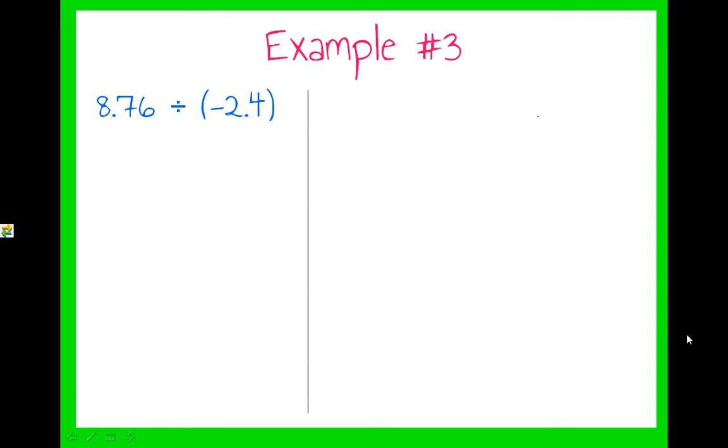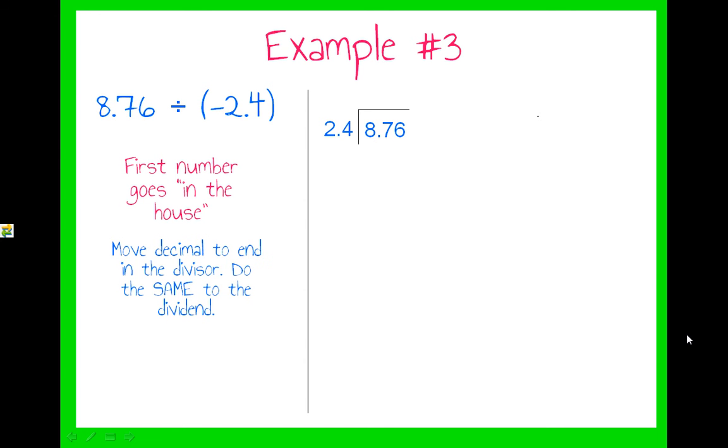Example number 3. We have 8 and 76 hundredths divided by a negative 2.4. Also different signs, so our answer will be negative. So let's go ahead and put that first number in the house. Okay, now that our problem is set up, we have to move the decimal to the end in the divisor because we do have a decimal.